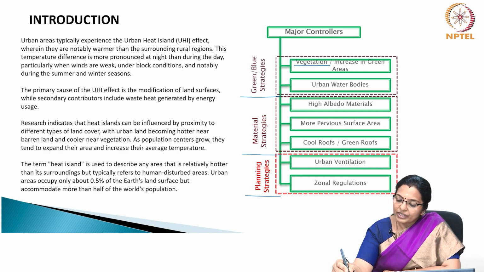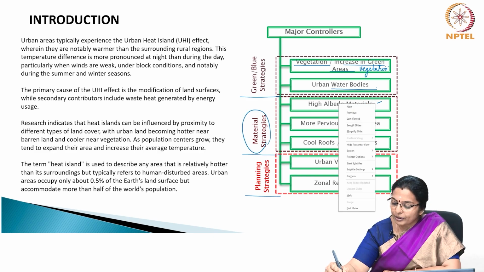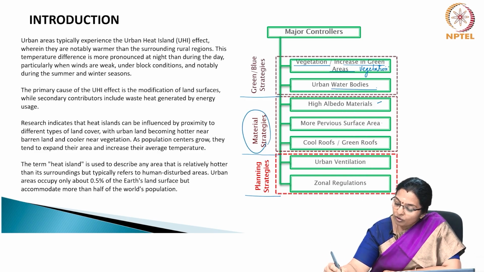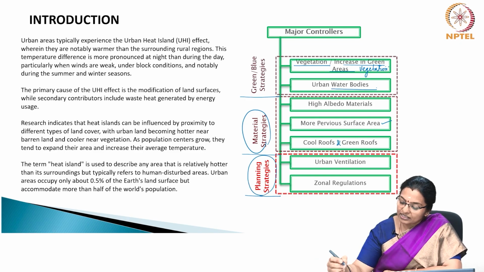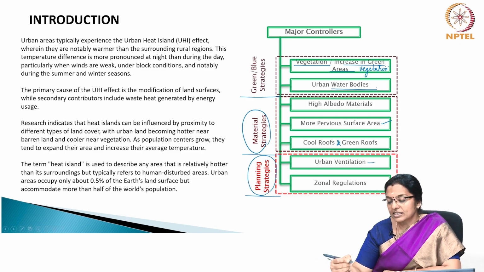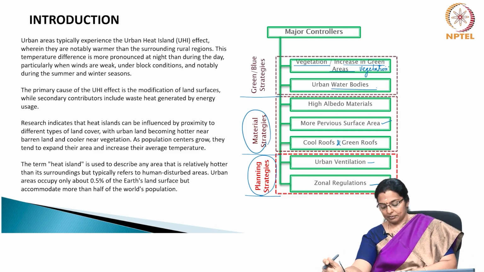So, there is a need to increase green areas or increase vegetation. Blue infrastructure pertains to water bodies. Building material strategies include high use of high albedo building materials, more pervious surface area, and cool roofs and green roofs. Planning strategies include urban ventilation, as there is a need for the wind to sweep away the heat, and zonal regulations.